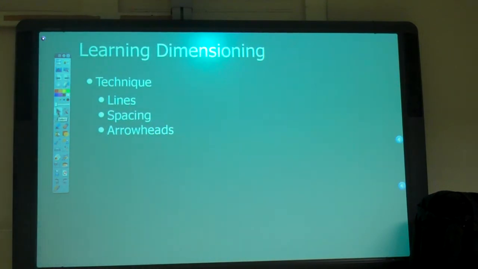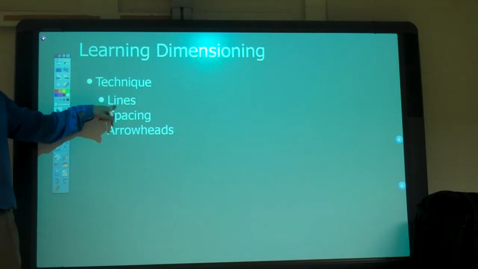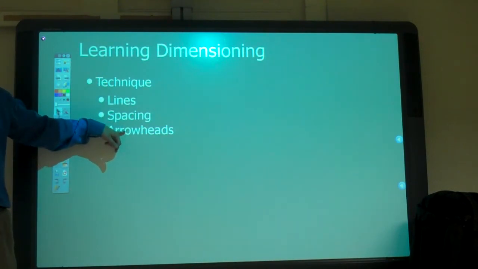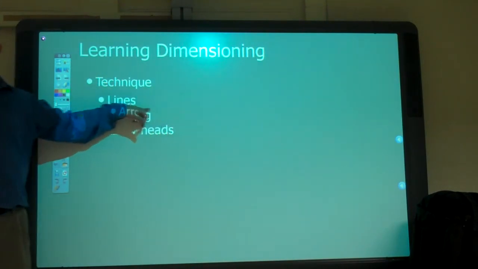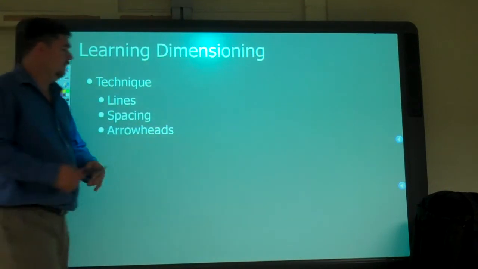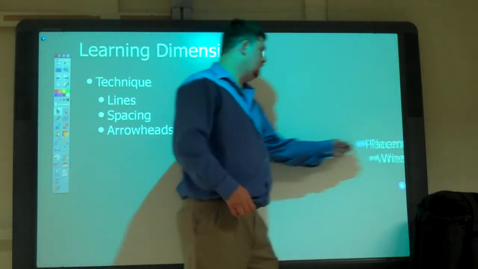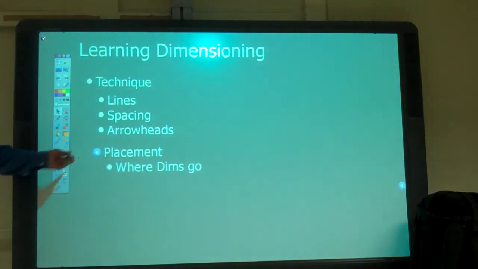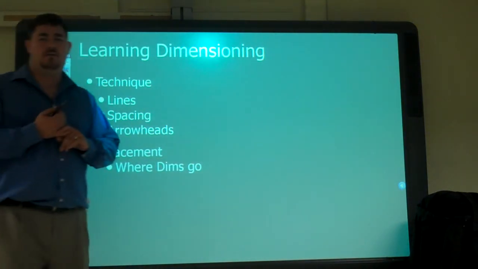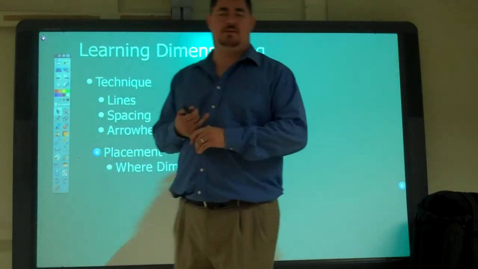So when we're doing dimensions, we have technique. So we have how we draw dimensions, which AutoCAD takes care of the lines and the arrowheads for us. But we still have spacing that we need to worry about. How do we space our dimensions out? We have the placement, so where do we put dimensions? Either where do we put them on a view, or which view do we put them on?